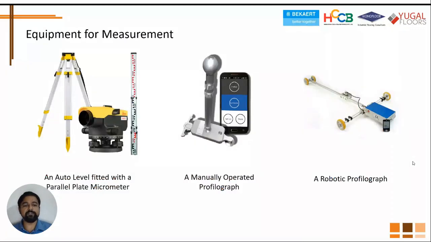The first one is, of course, the auto level, which is fitted with a parallel plate micrometer so that you get the accuracy that you desire to a least count of 0.1 millimeters.